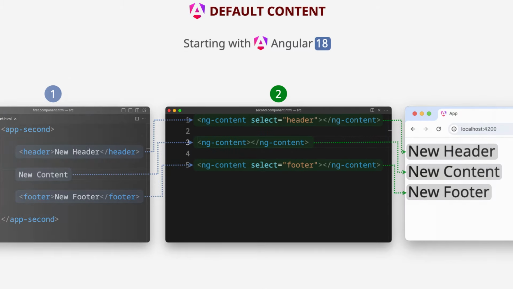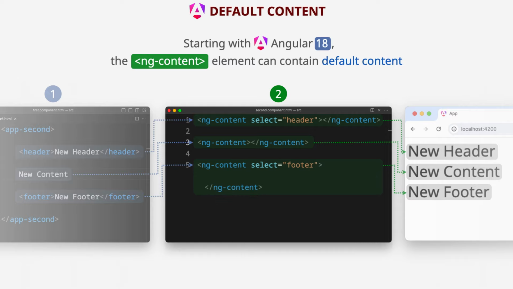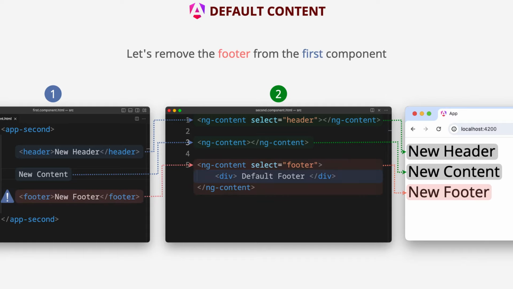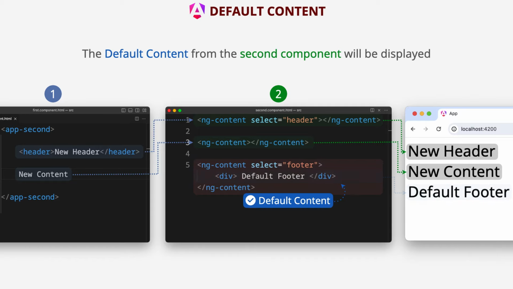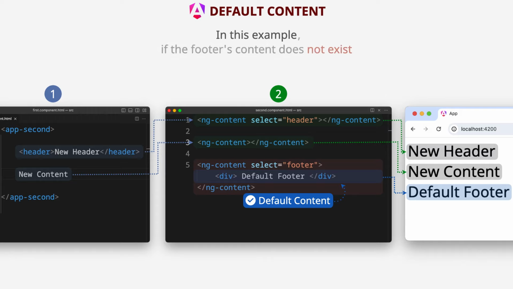Starting with Angular 18, the ng-content element can contain default content. Let's remove the footer from the first component. The default content from the second component will be displayed. In this example, if the footer's content does not exist, the default content will be displayed.